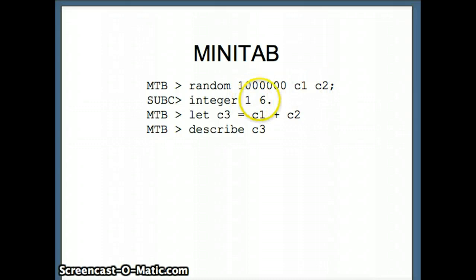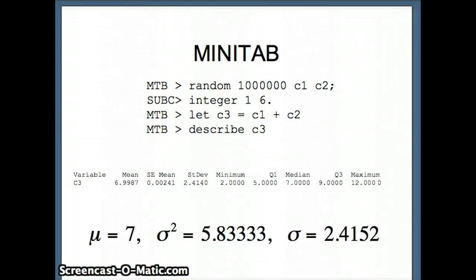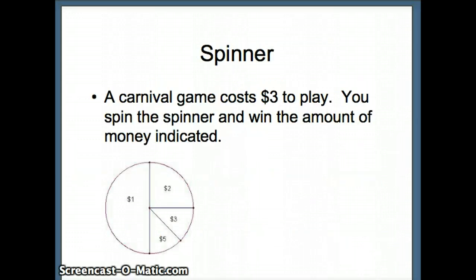Checking this on Minitab, a million numbers in C1 and C2. Those numbers are all of the form integer 1 through 6. That is going to best simulate rolling 2 dice. And then by adding them together, we're going to get the sum. Asking for the descriptive statistics, we will see the mean 6.9987, very close to 7, and standard deviation 2.414, very close to our theoretical standard deviation. The theoretical mean was 7 and our theoretical standard deviation 2.4152. And again, Minitab gives us a very good approximation for our theoretical solutions.